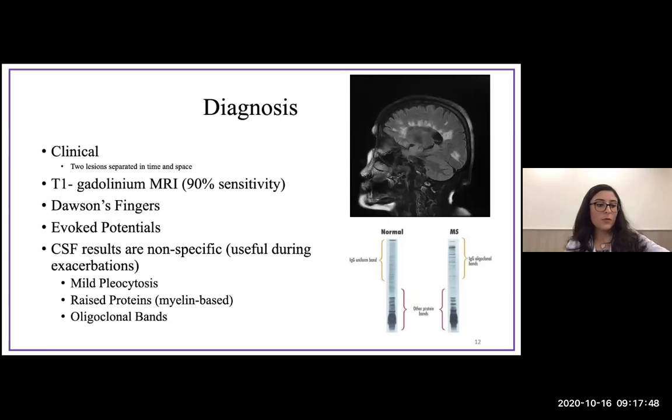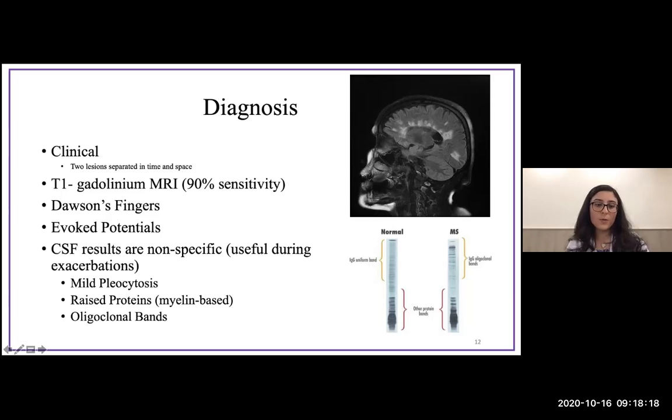Okay, so if we want to diagnose a patient with multiple sclerosis, we'll obviously need clinical diagnosis. The history and physical exam are the mainstay of diagnosis, but nowadays, with the help of MRI, the T1 gadolinium MRI is 90% sensitive. There are also the Dawson's fingers that are seen on MRI, and they're just plaques that form around the ventricle. They're in the veins, and they just look like finger-like projections coming out.